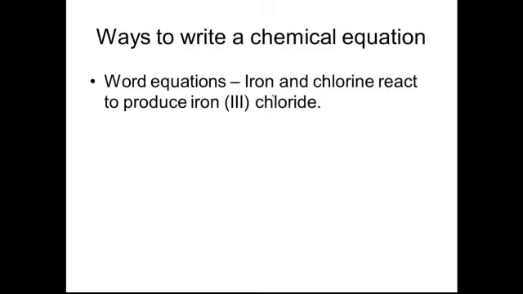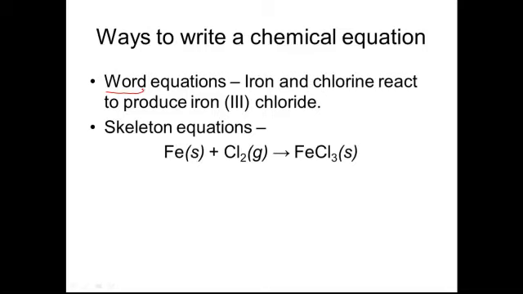Now, sometimes we write chemical equations using words. So in this case, we can say iron and chlorine react to produce iron 3 chloride. Sometimes we write them using the actual elements. So iron, which is a solid, that's what that letter S stands for. So S is solid. Chlorine is a gas, so G is gas.